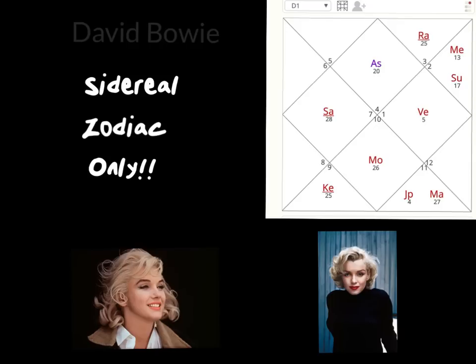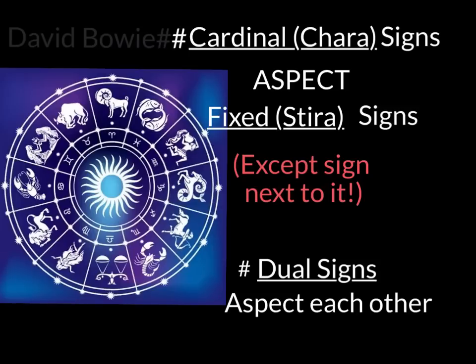It will all go pretty chaotic. So sidereal zodiac, of course, check the first videos in this series. So everybody, how do the signs aspect each other? Two things are happening. Number one, the cardinal signs, chara signs, rasis, are aspecting the fixed or stira signs, except the sign next to it. Sounds complicated. It isn't. I'm going to show you how.